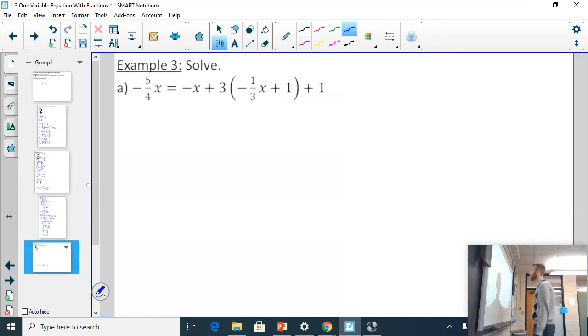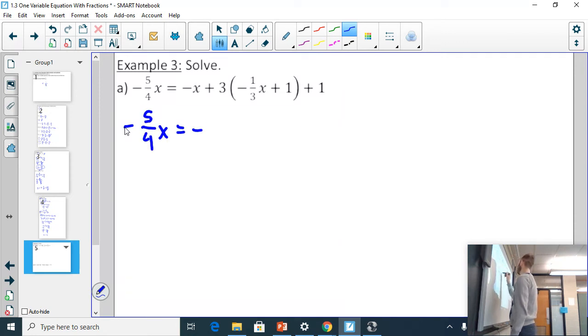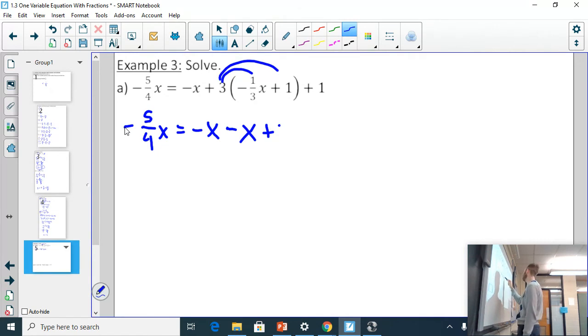And a couple last ones here. Again, this one just takes step by step. We have negative 5 fourths x equals negative x. And I'm going to distribute this 3. 3 times negative 1/3 is going to be negative 1, and then times x is just going to be minus another x. 3 times positive 1 is going to be plus 3, and then we have a plus 1 at the end.